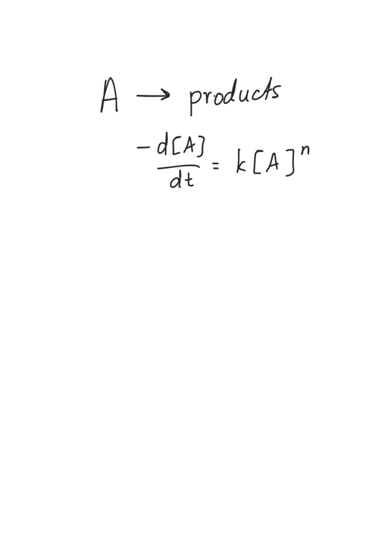If you watched the previous video on 0th order rate laws, we said that any old reactant A becomes products, and we could write down two rate expressions for this reaction. From those two rate expressions, we derive this equation, where the negative change in concentration of A as a function of time is equal to a rate constant K times the concentration of A raised to some power n.